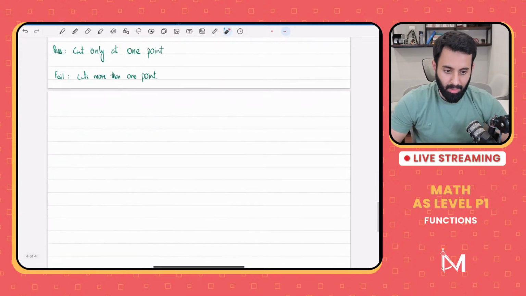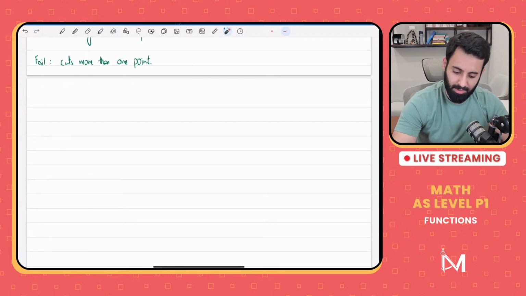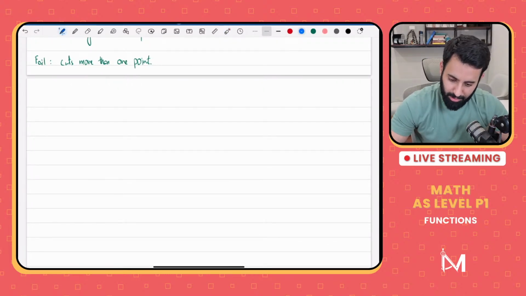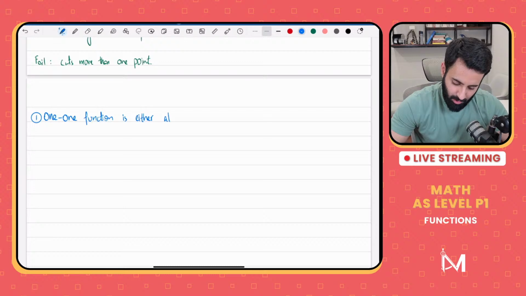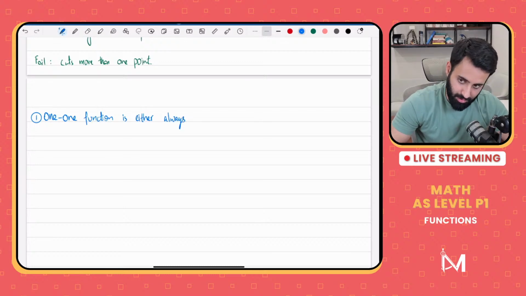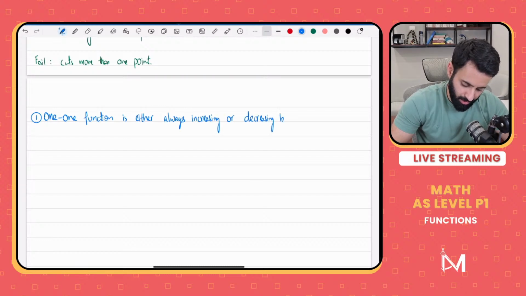Now, some important notes. This chapter is full of important notes, so make sure that you don't take them lightly. Here are some important notes. A one-to-one function is either always increasing or decreasing, but not both.